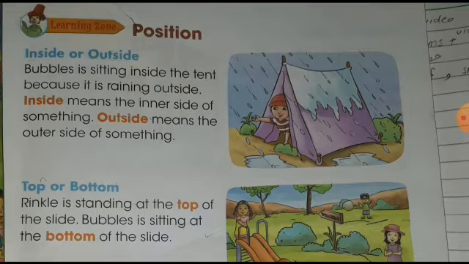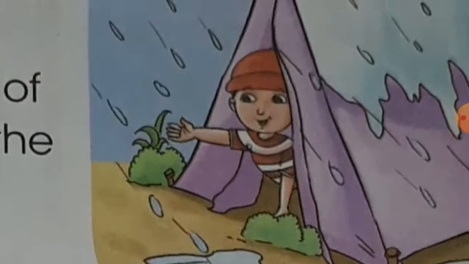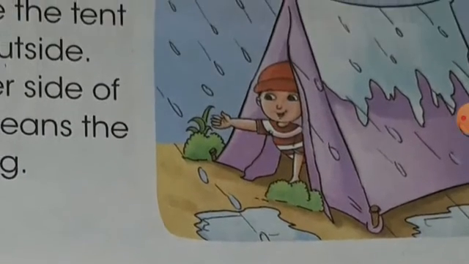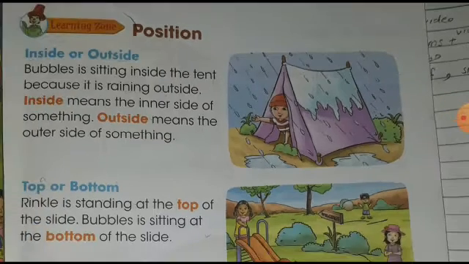Inside or outside. On page number 87. Bubbles is sitting inside the tent because it is raining outside. Inside means the inner side of something. As you can see, Bubbles is sitting inside. Outside means the outer side of something. As you can see, it is raining outside.